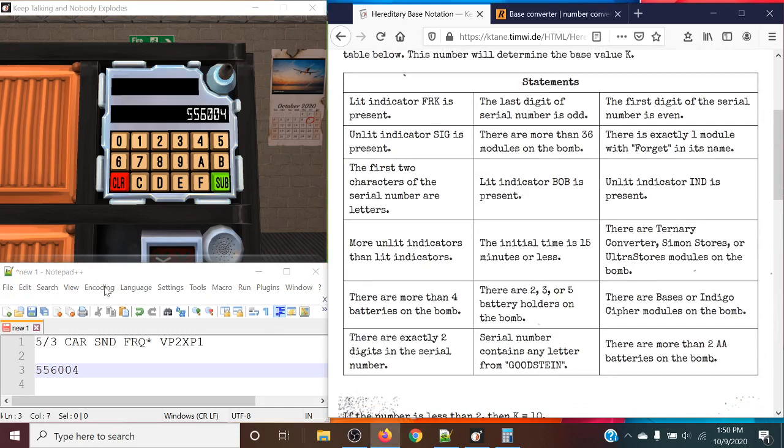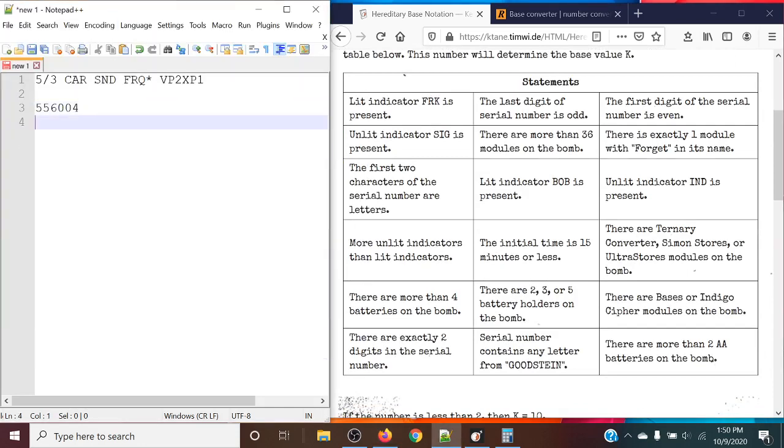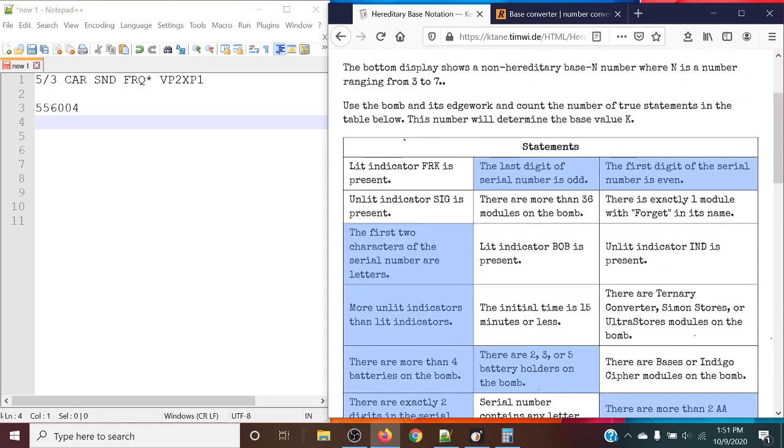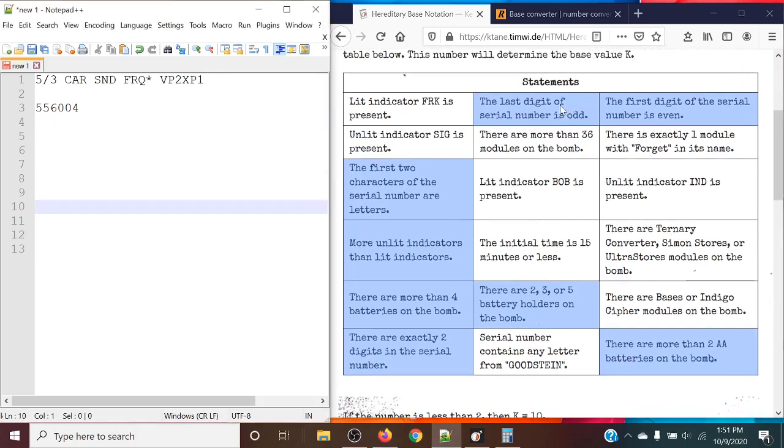Let's go through our truth tables, and that's actually pretty much all we need from the module. Alright, so we have more unlit. Nope. Yes. Yes. No. No. No. Yes, they are. They're actually that. Okay. More unlit than lit. Nope. Nope. That is true. That is true. Nope. Exactly 2 digits. Good Stein. Nope. More than 2 AA. That is true. We have a lot of truth indicators this time. Okay. Interesting. 1, 2, 3, 4, 5, 6, 7, 8.